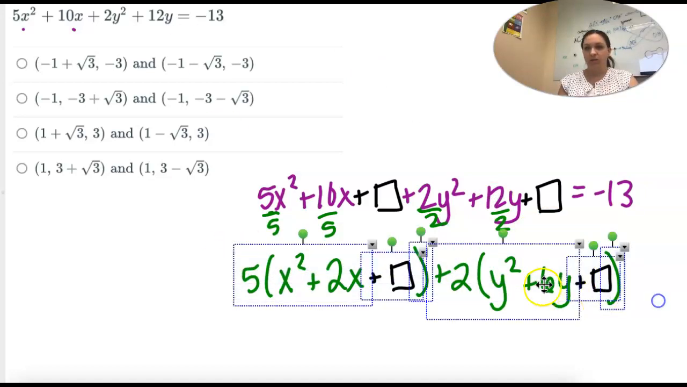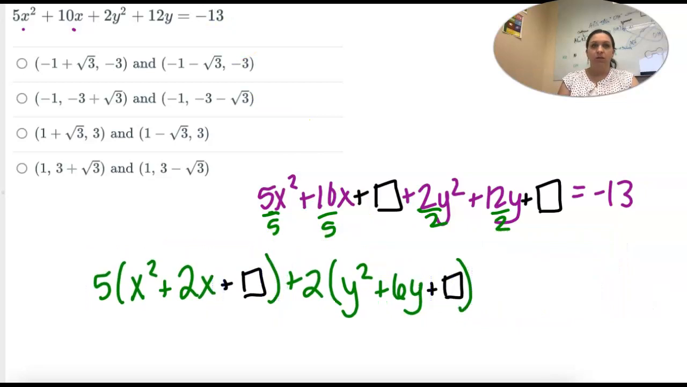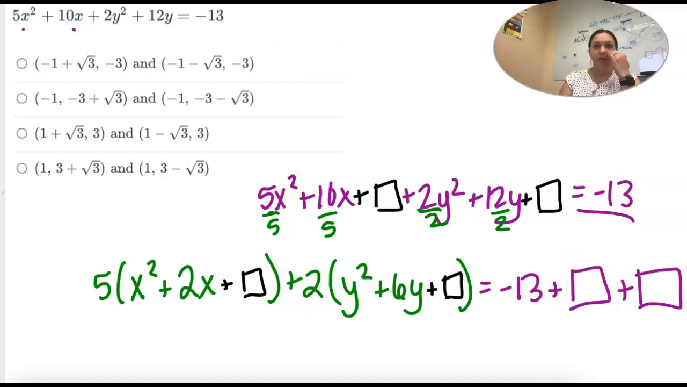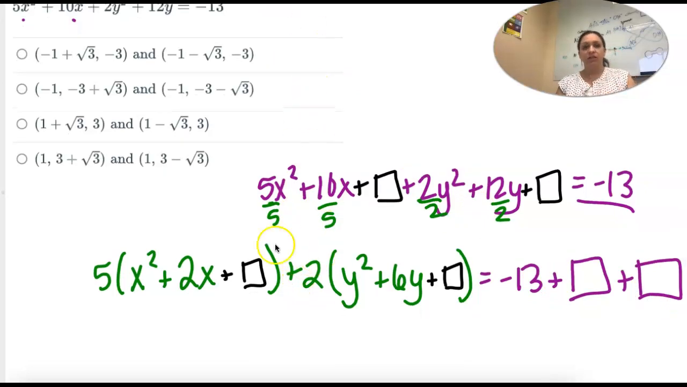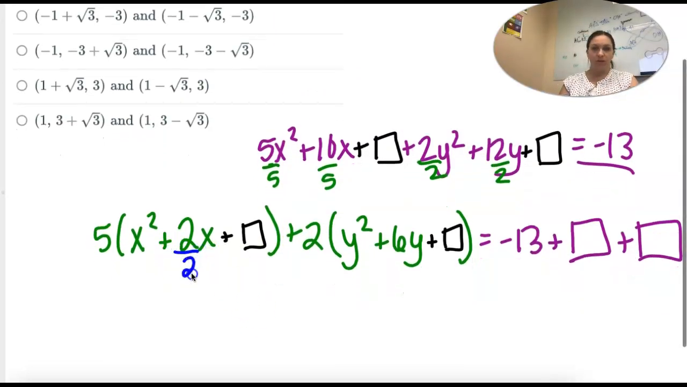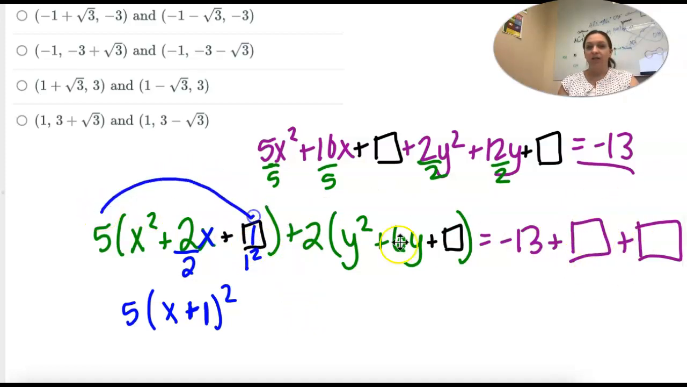Equals negative 13 plus whatever I add. Okay, so let's do it. It's all set up now. Let's complete the square. Divide your middle term by 2, the number just by x. So I have 5 times x plus 2 divided by 2, which is 1, squared. And to figure out what goes here, you take that number that you just wrote down and you square it. So 1 squared is 1. But out here, I'm not adding 1, I'm adding 5 times 1. Don't forget the number in the front.